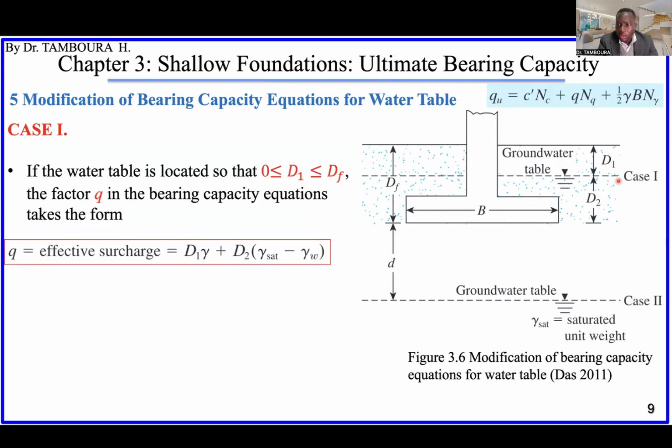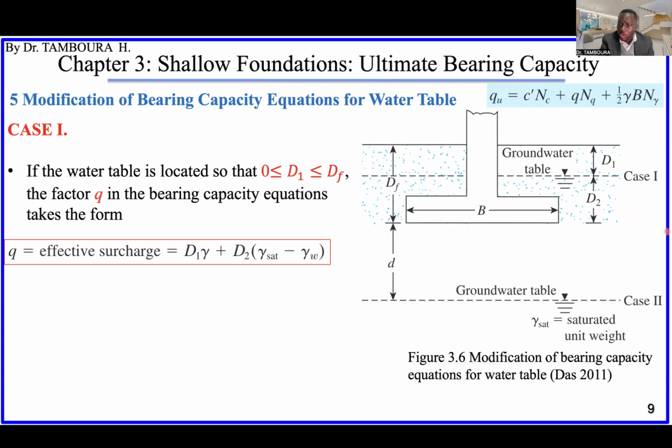We left here, yeah. So in this case, if you do Df multiplied by gamma, it will be wrong. Because now, because of this water level, you have two types of soils. Let's say this one is saturated and this one is unsaturated soil. But the philosophy, the concept is the same. We just want the weight of the soil above the foundation level.